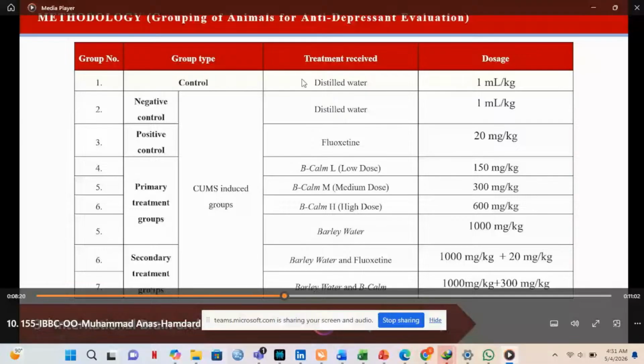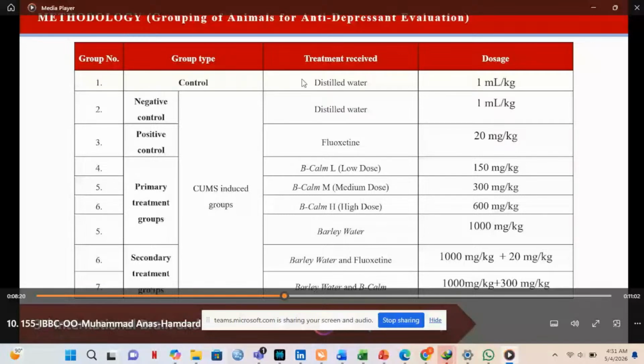Here are the CUMS inducers or stressors. 7 different stressors were given unpredictably to the animals, which were food deprivation for 12 hours, water deprivation for 12 hours, altered light and dark cycle for 24 hours, tail pinching of the animals for 3 minutes, cage tilting of the animals for 12 hours, wet bedding for 12 hours, and physical restraint for 3 minutes.